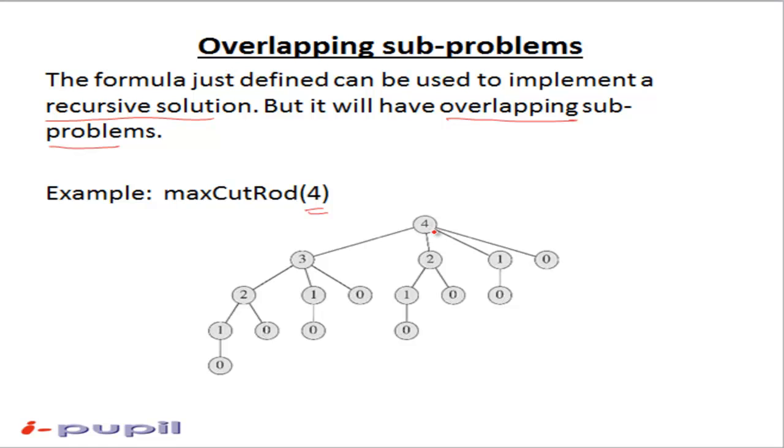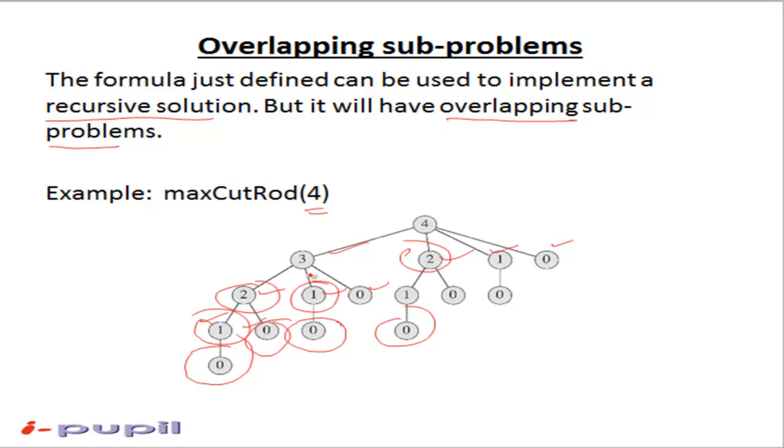We cut the rod of length 4 into pieces of length 0, 1, 2 and 3. 3 can be further divided to 2, 1, 0, 2 gets divided into 1 and 0, and 1 gets reduced to 0. We follow the same procedure for the rest of the sub branches. We notice that we have got overlapping sub problems. For example, 0 is calculated again and again, 1 is calculated again and again, 2 is calculated again and again, and so on. Therefore, the right approach for solving this problem is that of dynamic programming.